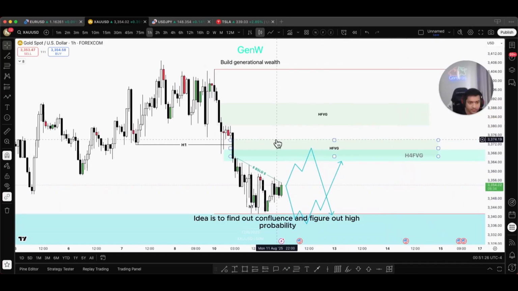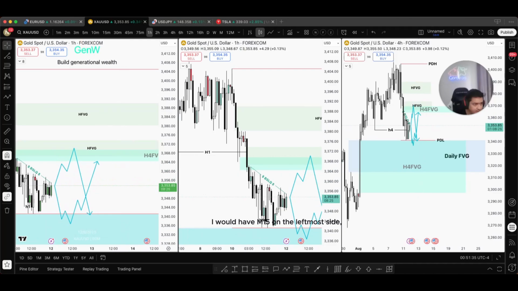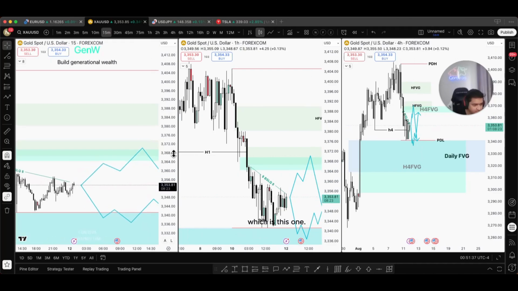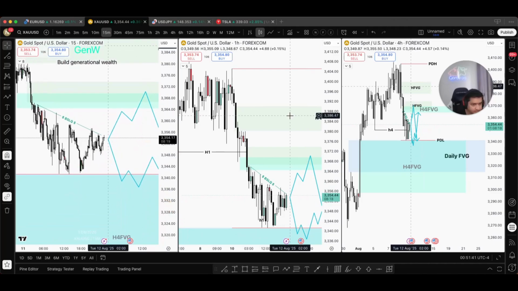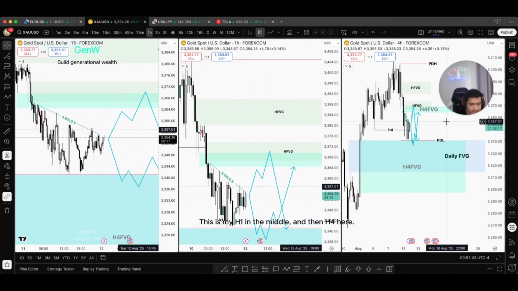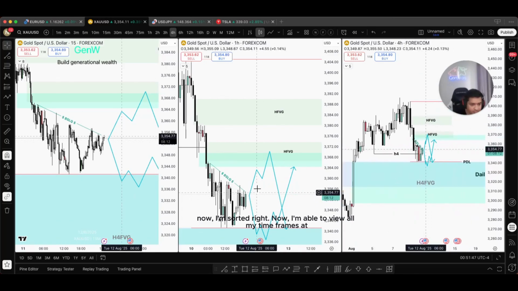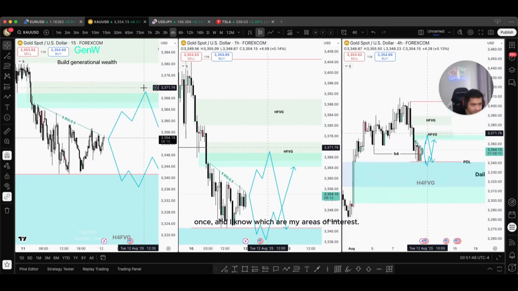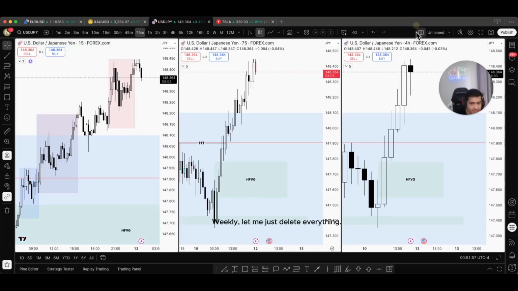Do not get confused with multi-time frame analysis. The idea is to find confluences and figure out high probability areas, which is this one. Now if I have to arrange my day, I would have M15 on the leftmost side, which is this one. This is my H1 in the middle, and then H4 here. Now I'm sorted, right? Now I'm able to view all my time frames at once, and I know which are my areas of interest. This is gold.